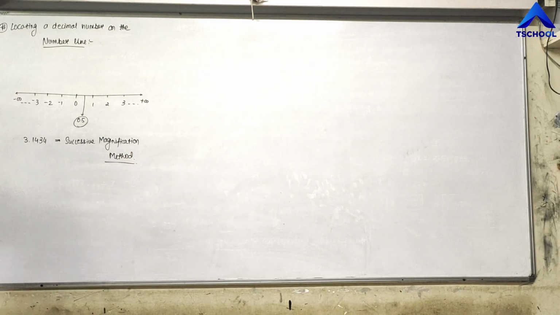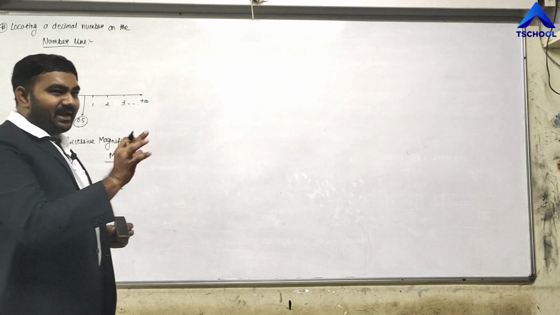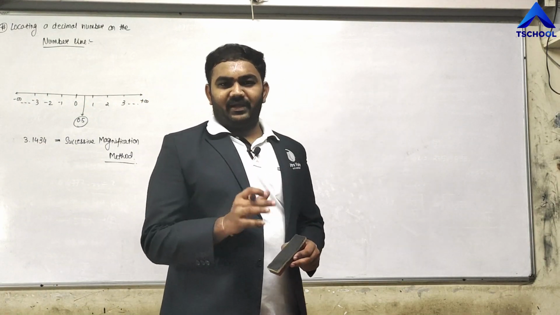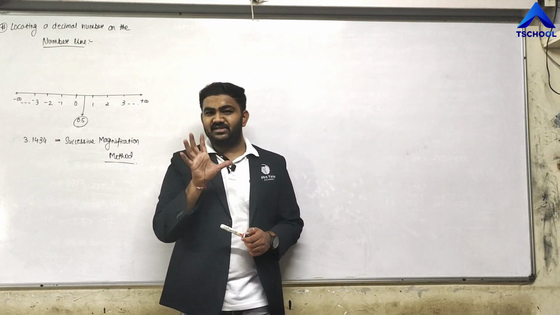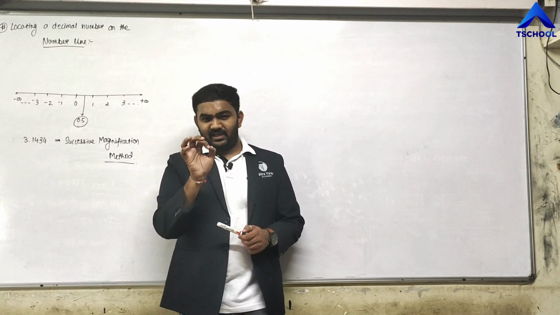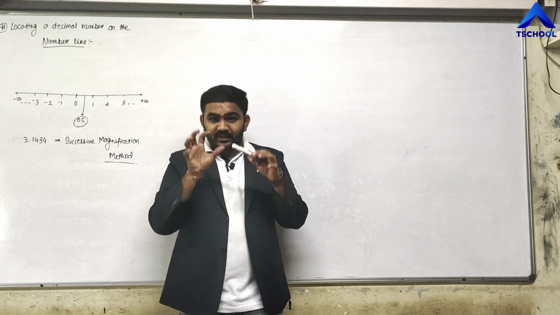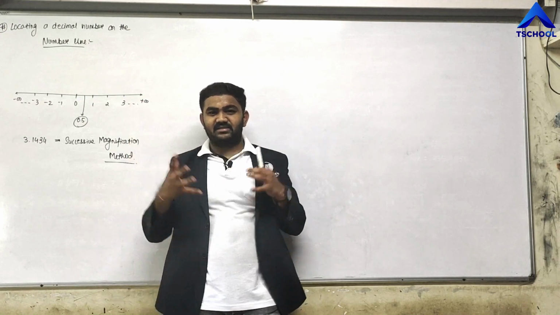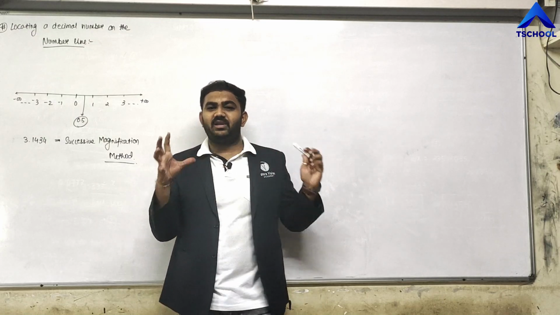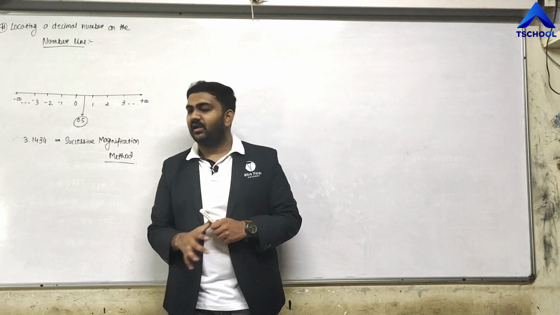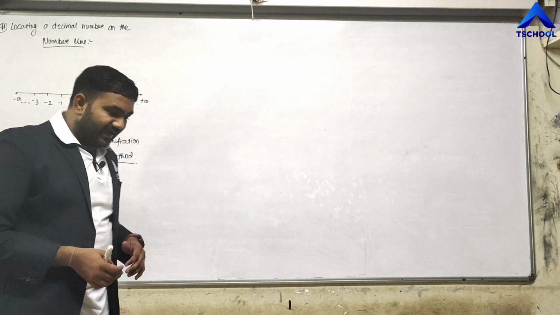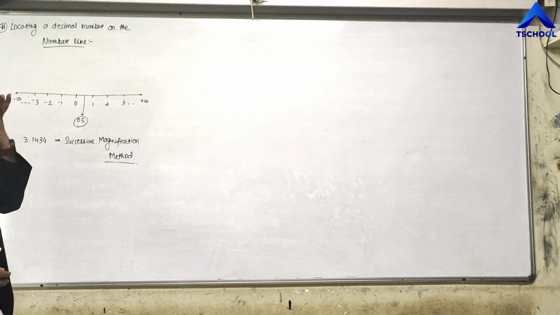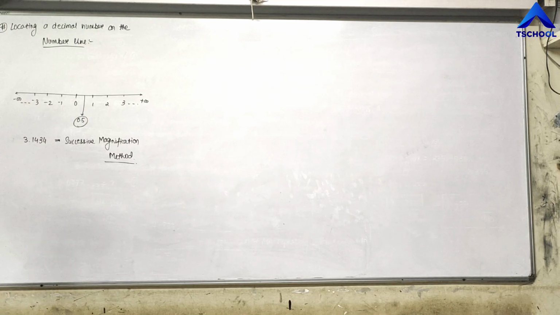Right? Successive magnification method means it is like magnifying the scale. If I am having an Android phone and I pinch the screen, then what happens? It zooms in. In the same way, we are going to zoom in to the scale and locate that perfect number on the number line, right?